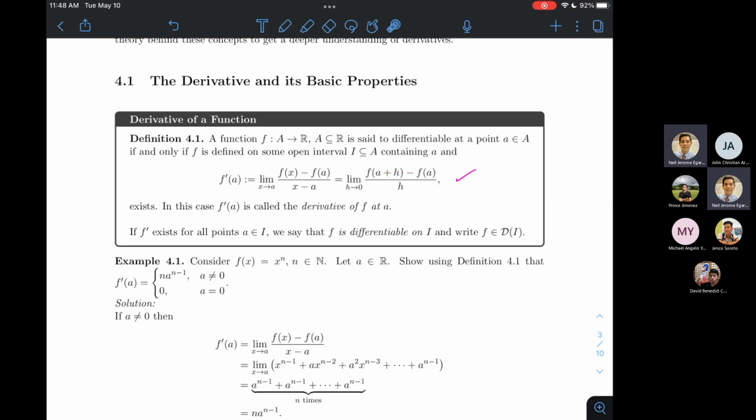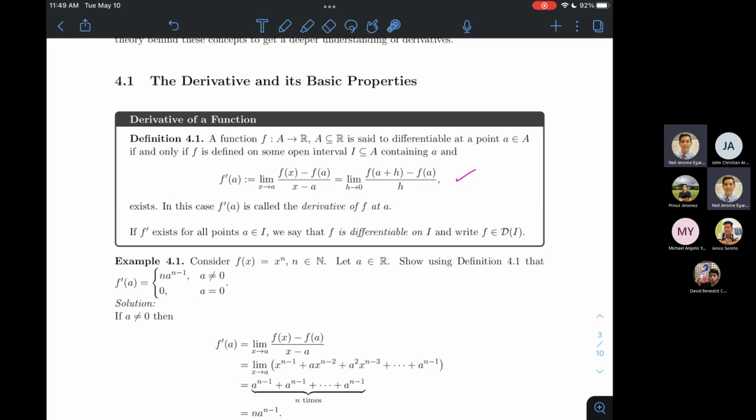Okay? So here h can take a positive or a negative value kasi titingnan lang natin yung limit as h approaches 0. Okay? So if this limit exists, then we say that f prime of a is the derivative of f at a, and we can also say that f is differentiable at the number a.